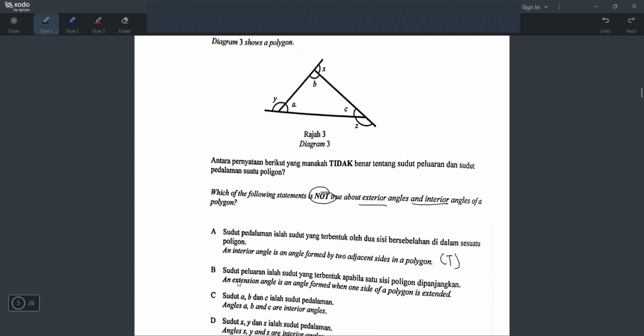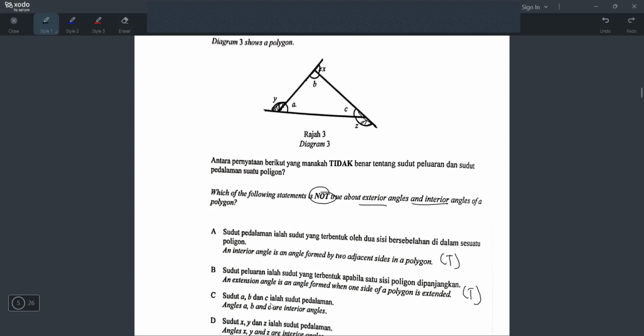We keep reading the B one. An extension angle is an angle formed when one side of a polygon is extended. Sudut perluaran, sudut luar, ialah sudut yang terbentuk apabila satu sisi polygon dipanjangkan. Yes, this is also true. Because when you panjangkan the polygon sides, you will form another angle, and this angle, which is XYZ, is called the exterior angle, sudut luar. Sometimes they call it extension angle, but it's the same thing.